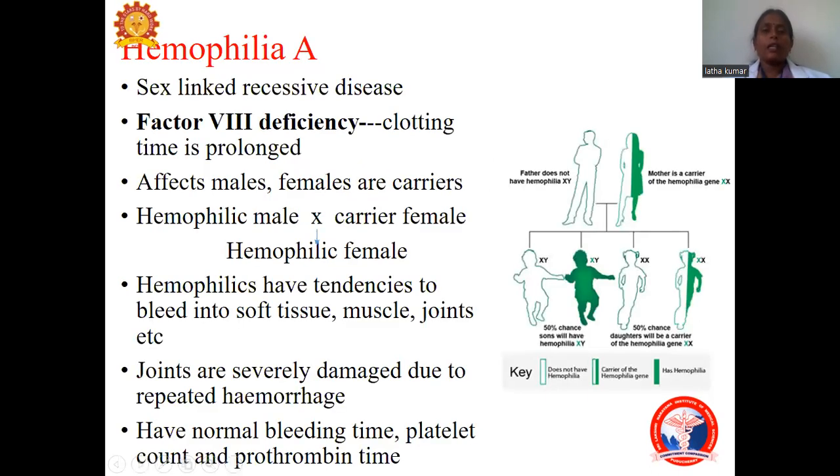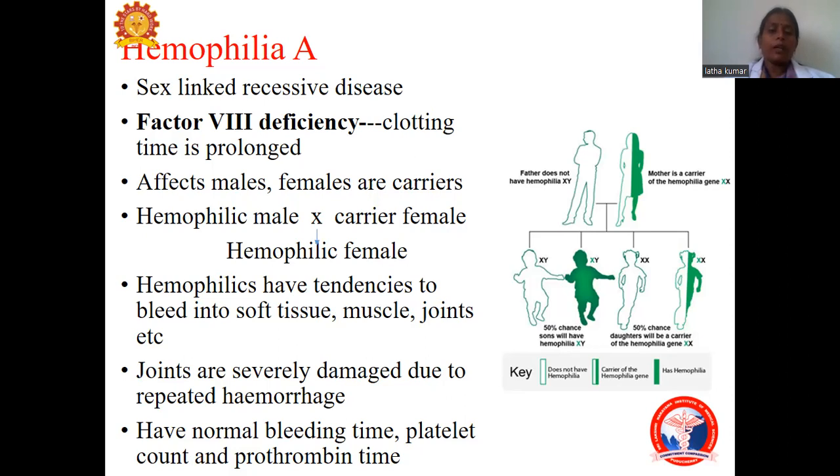First, hemophilia A is a sex-linked recessive disorder. It is mainly due to factor 8 deficiency, because of which clotting time is prolonged. It affects the males, and the females are the carriers. When a hemophilic male crosses with a carrier female, the progeny will include a hemophilic female.